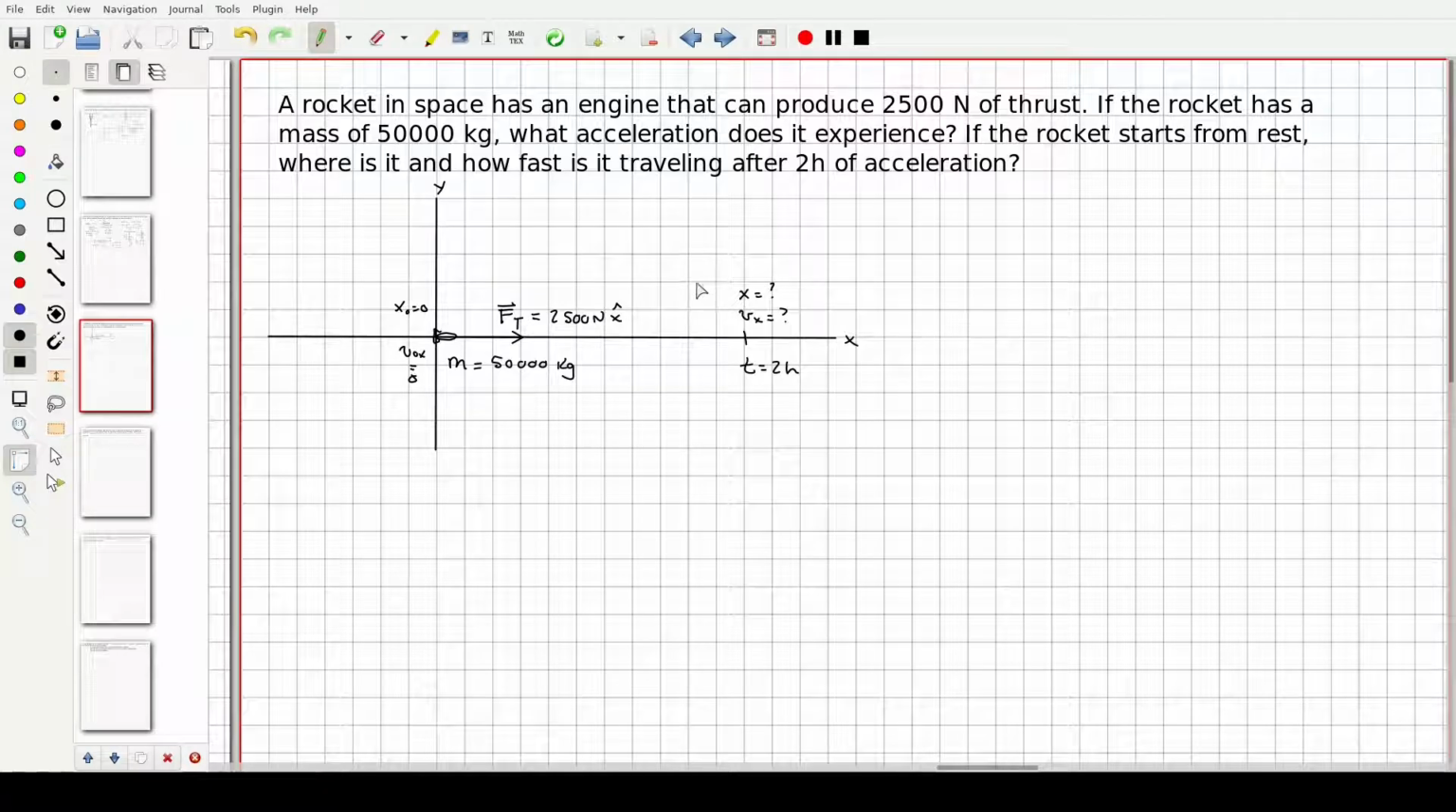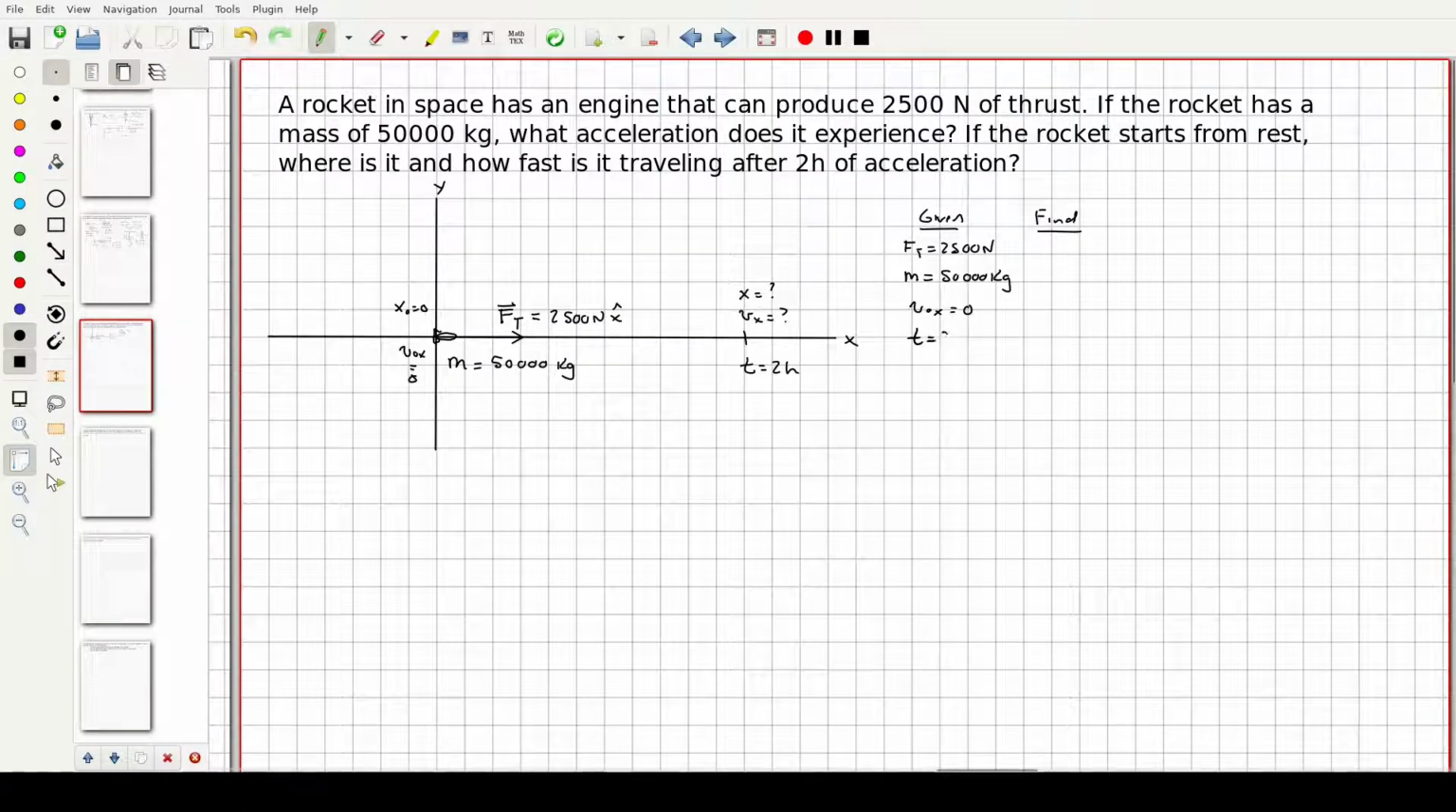Okay? So, here's our problem. We have it laid out. Let's write down our givens and what we're trying to find. We're given the magnitude of the thrust is 2,500 newtons. We know it's in the x direction as drawn. We're given the mass of the rocket as 50,000 kilograms. We're given an initial velocity in the x direction as 0. Obviously, y is 0 as well, but I'm going to be consistent with the notation that we adopted back in chapter 4 by labeling things along particular directions.